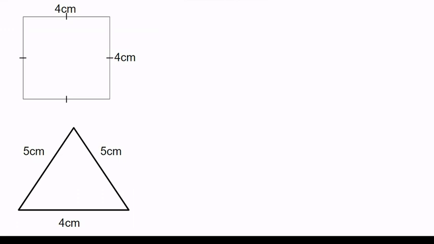Let's take a look at area and perimeter. To start off, what is perimeter? Perimeter is the outline of the shape. It's the distance around the shape. So we have a square over here. And how would we find the perimeter of the square?